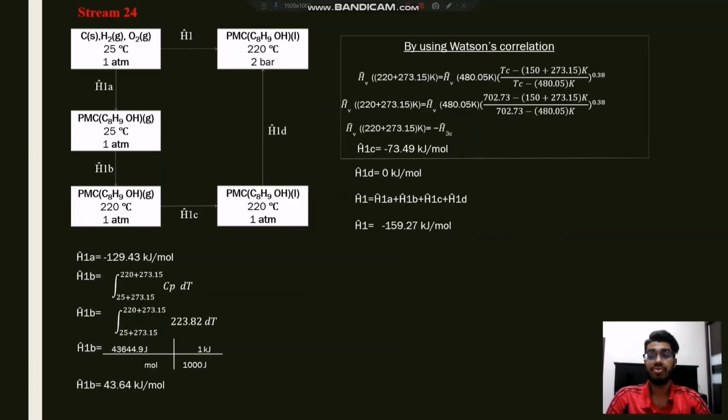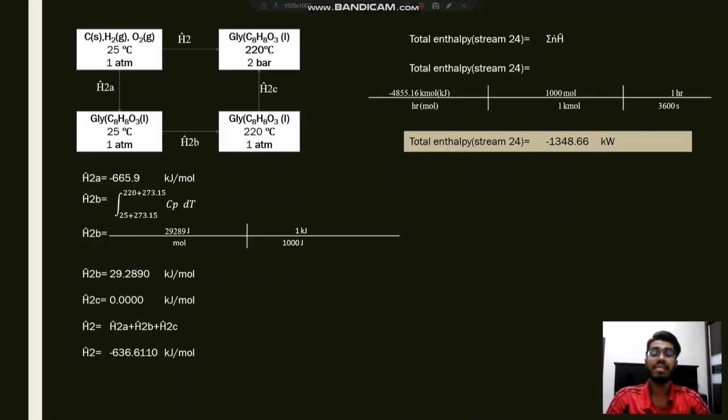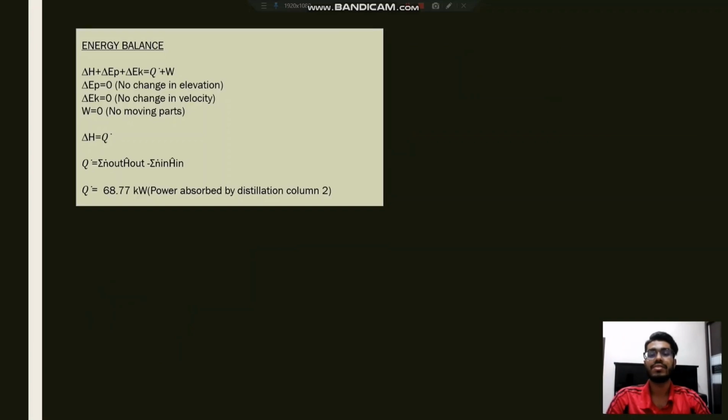Now moving on to stream 24, we have to draw the hypothetical path for PMC similar to that in heater 3. Therefore, the values are all the same as heater 3. And for the glycerin, it's exactly the same steps as in heater 2. So therefore, we can obtain the total enthalpy at stream 24, which is negative 1348.66 kilowatt. And by carrying out the energy balance, we can obtain the value of Q as 68.77 kilowatt.